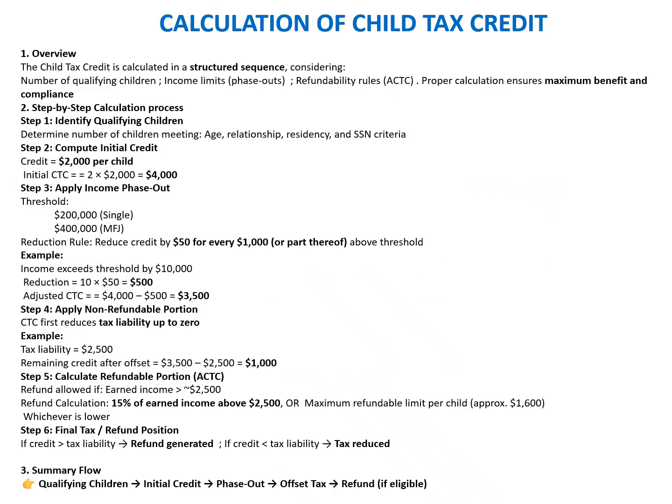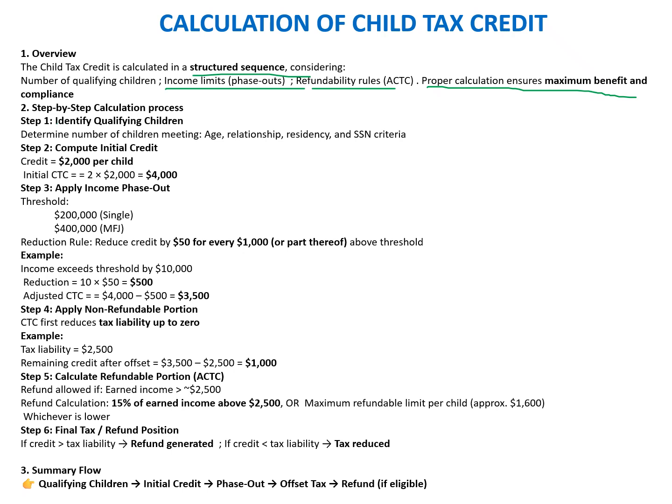Okay. Having now understood the concept of the child tax credit and the eligibility criteria, I think we are in a good position to understand how this calculation actually happens. We have come up with an example to illustrate how the child tax credit is calculated. The child tax credit is calculated in a structured sequence: number of qualified children, income phase-out, and refundability rules. Proper calculation ensures the maximum benefit while also ensuring compliance.